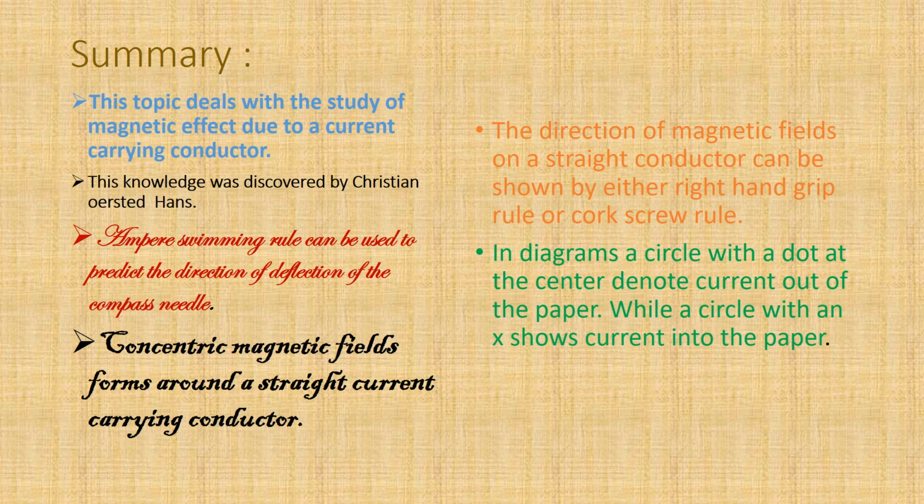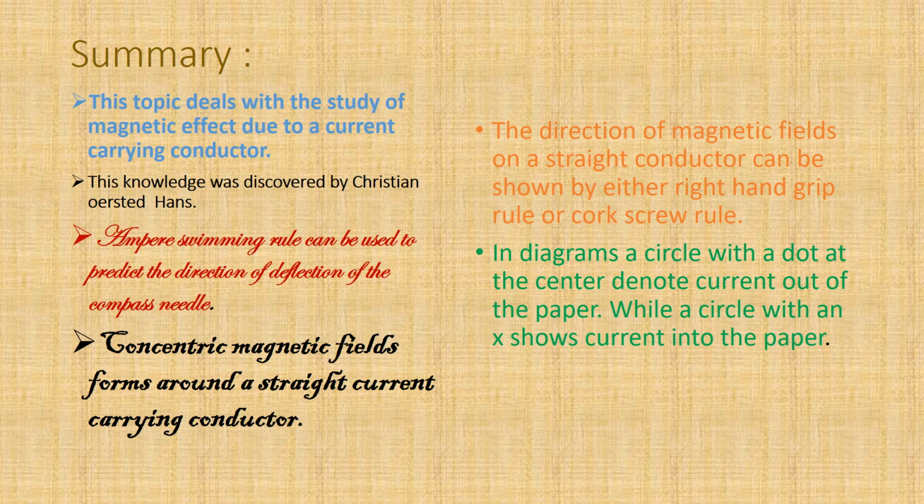Alright, now to the end of the topic today. This topic deals with the study of magnetic effect due to a current carrying conductor. This knowledge was discovered by Hans Christian Ørsted in the year 1820. Ampere's swimming rule can be used to predict the direction of deflection of a compass needle. Can you be able to state Ampere's swimming rule?